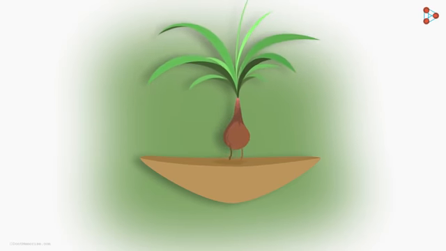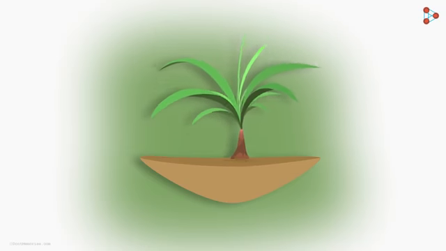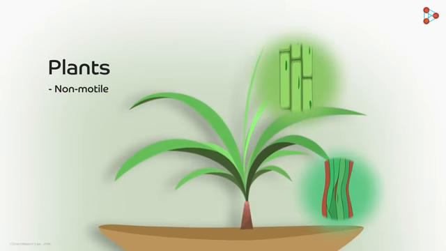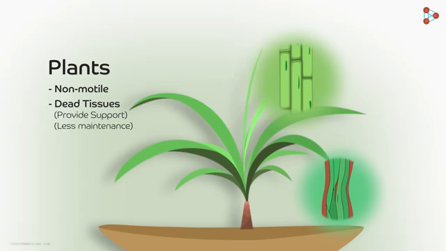Do plants move from one place to another like humans do? No, right? Plants are stationary and their movement is restricted. So a closer look at a plant tissue will make you realize that most of them have dead tissues. Yes, dead tissues. And why do you think plants need dead tissues? The answer is quite simple. Plants only need mechanical support. Hence, they do not need living tissues. Dead tissues serve the purpose of giving support to plants and they need very little maintenance.